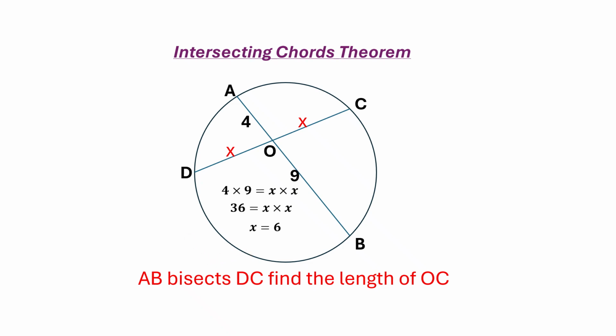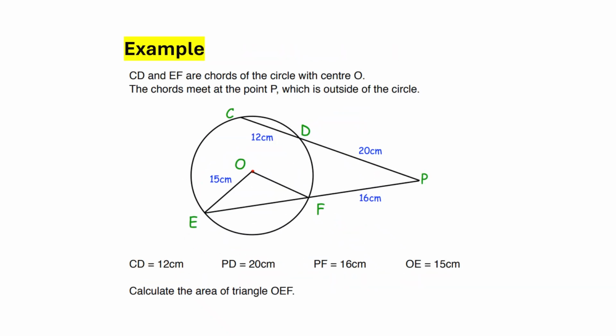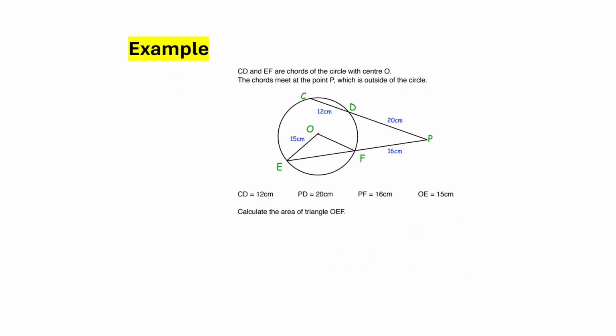Now let's look at this example. Many students got confused in this. It comes in some of the exams. Now, the question says, it's a lot of words. They give you this information and they ask you to find the area of triangle OEF. So this triangle, we need to find the area. To find the area of the triangle, it's half times base times height, right?